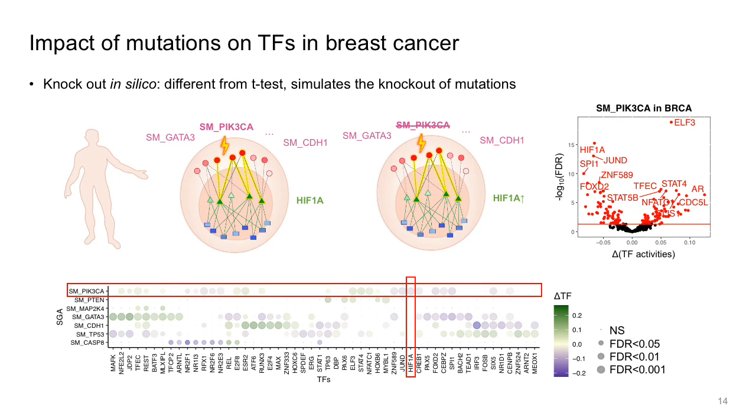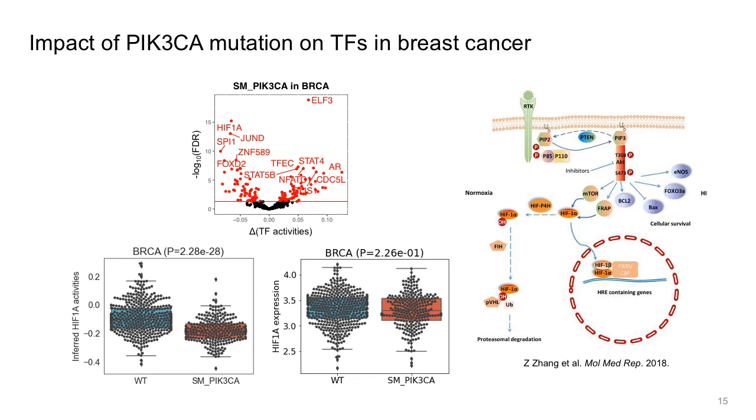Using this strategy, we conducted systematic in silico knockout simulations for different mutations in breast cancer to infer their impacts on the inferred TF activities. We can find that in breast cancer, the mutation of PIK3CA will lead to decreasing TF activities of HIF1 alpha. If we take a closer look into the PIK3CA mutation in breast cancer, we can see the inferred HIF1 alpha activities are much lower in the mutant compared to that in the wild type.